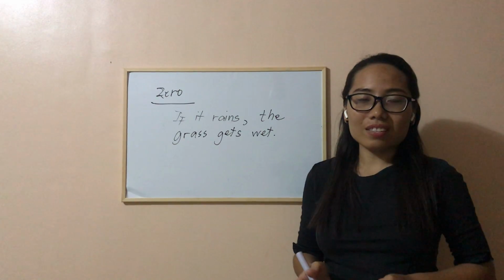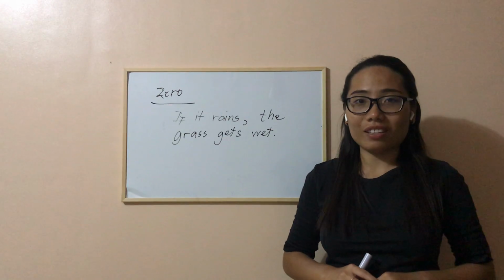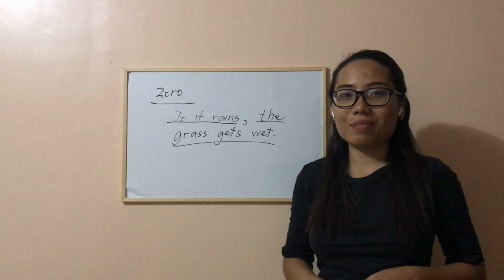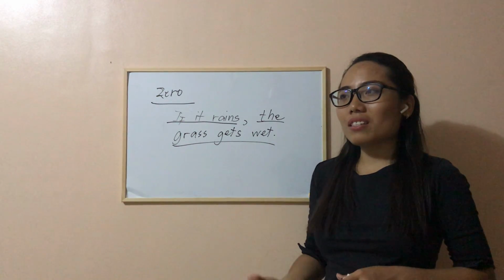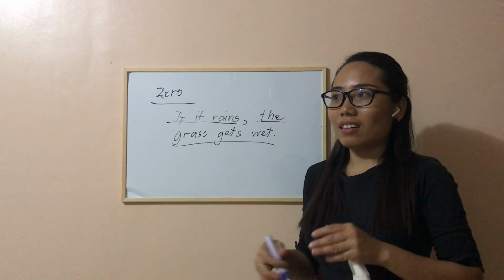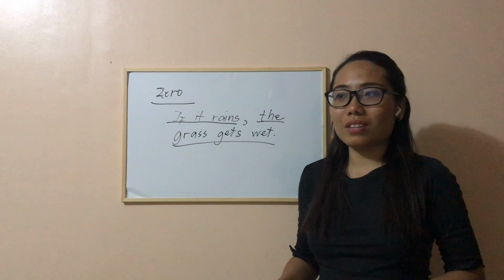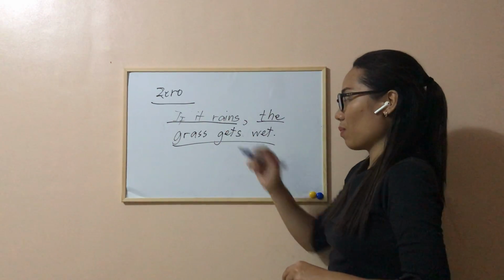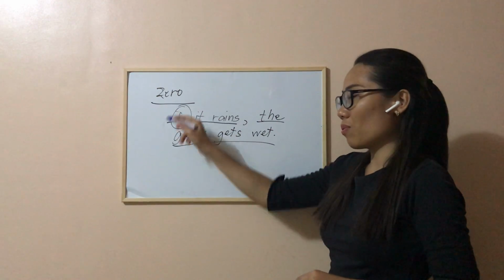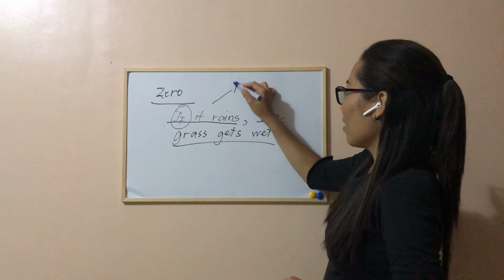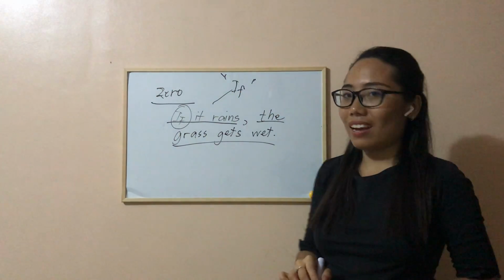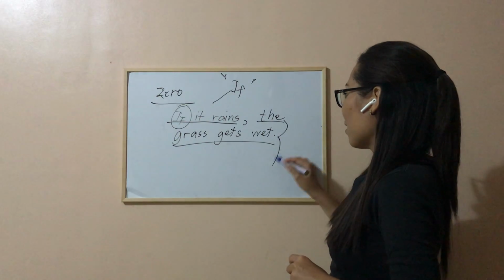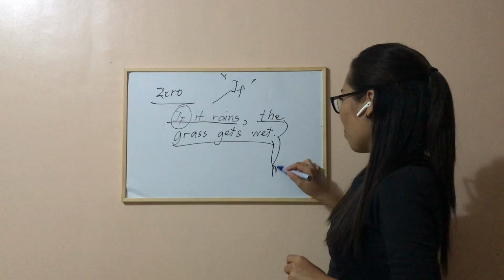Now, in the conditional sentence, we always have two clauses. So we have the first clause and we have the second clause. When writing a conditional sentence, you don't have to write the first clause first. You can interchange the two clauses. The first one, which has the word if, we call the if clause. And the second clause, we call the main clause.